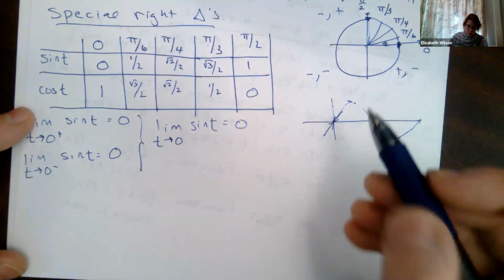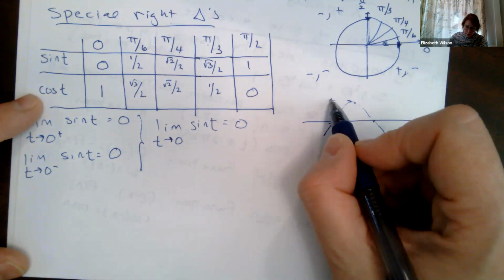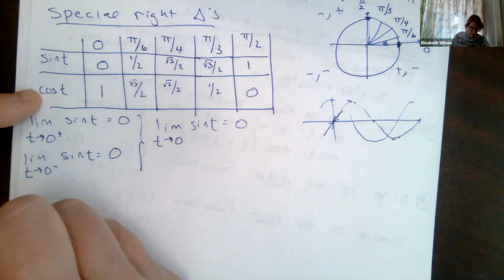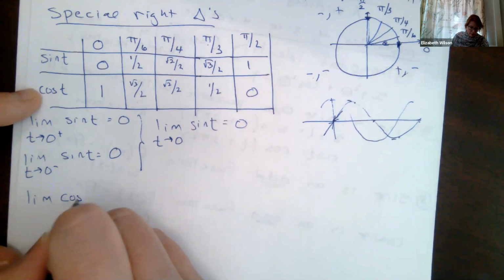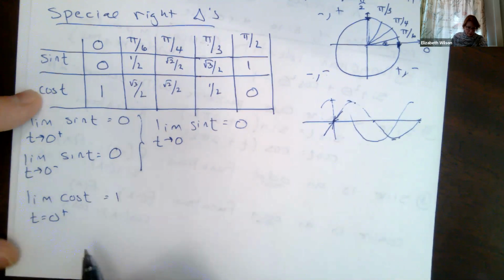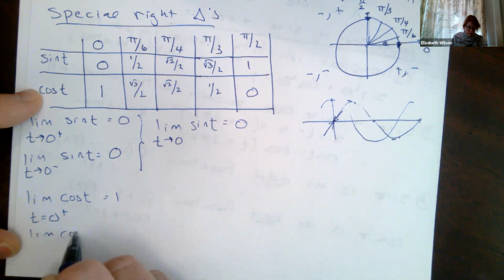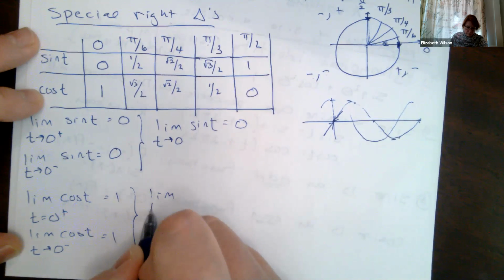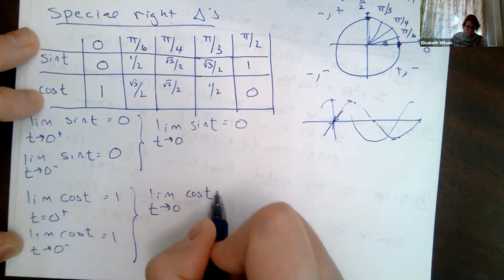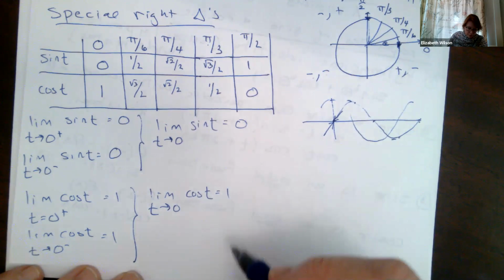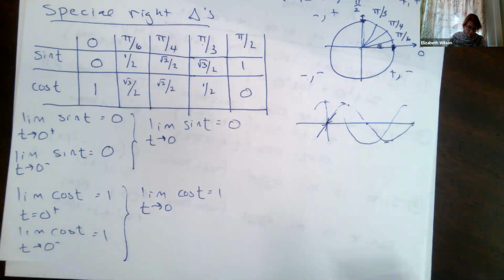I can do the same thing for my cosine function. The limit of cosine as we approach 0 from the right-hand side is equal to 1. The limit of our cosine function as we approach 0 from the left-hand side is also equal to 1. So I can put them together and say this is what's happening. These are important pieces here, so I'll put that in a red block.